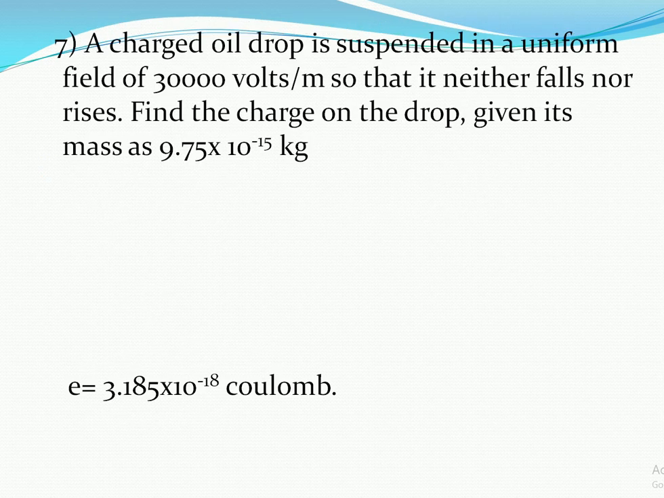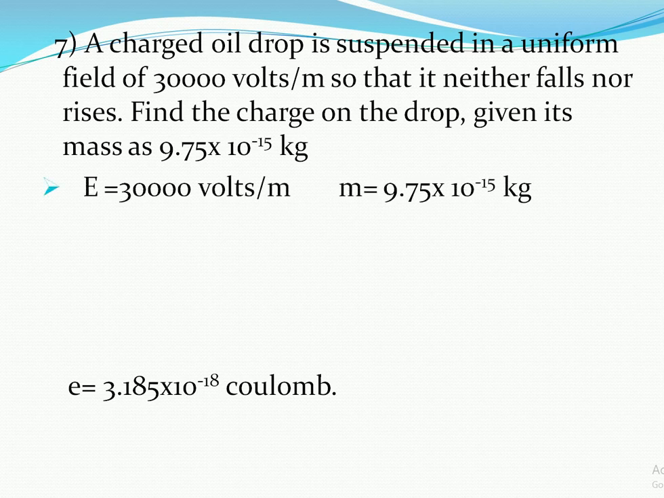Next numerical. A charged oil drop is suspended in a uniform field of 30,000 volts per meter so that it neither falls nor rises. Find the charge on the drop, given its mass as 9.75 into 10 raised to minus 15 kg. So in this numerical, electric field is given, that is 30,000 volts per meter. Mass is given, which is 9.75 into 10 raised to minus 15 kg. Gravitational acceleration is 9.8 meter per second square, and we have to calculate charge.